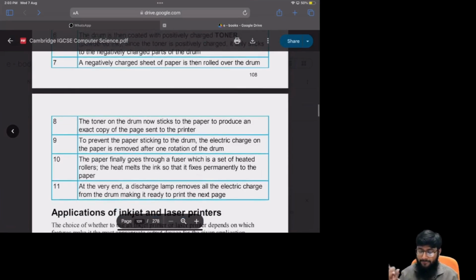Okay, and finally they are saying at the very end, a discharge lamp removes all the electric charges from the drum, making it ready for the next page. So this is how the printer is working, and that was the last topic for the topic hardware, or you may say the last subtopic for the topic hardware.